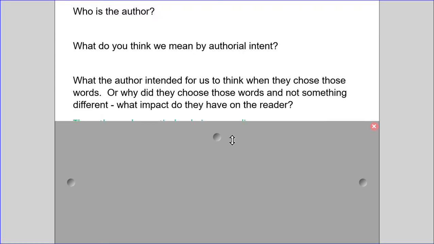So this is what the author intended for us to think, what they wanted us to think when they chose those words. Or why did they choose these words and not something different? What impact do they have on the reader that maybe a different set of words wouldn't have had quite that same impact?